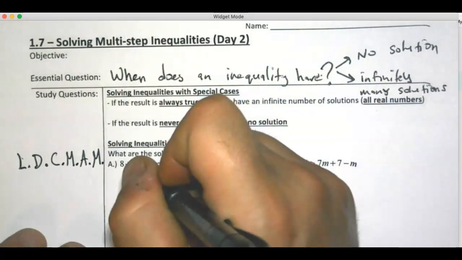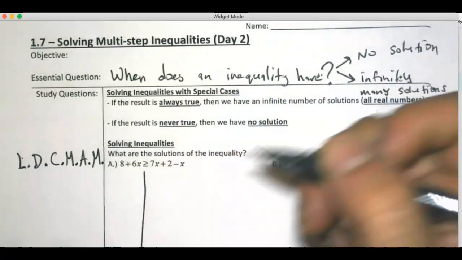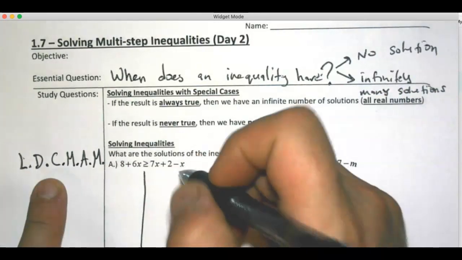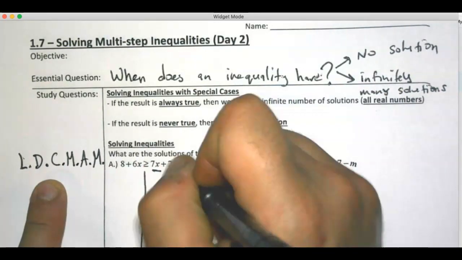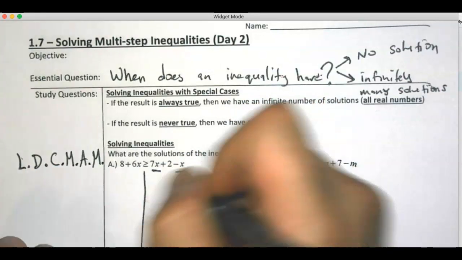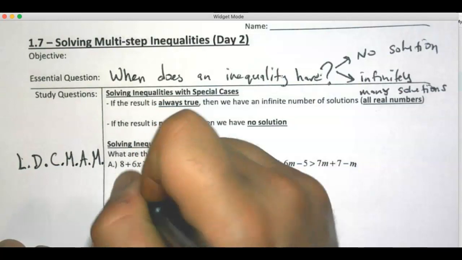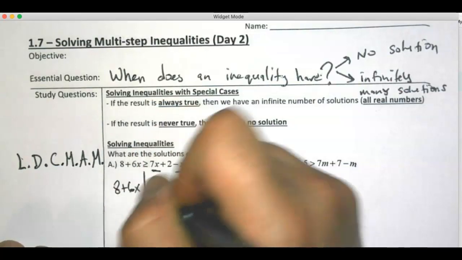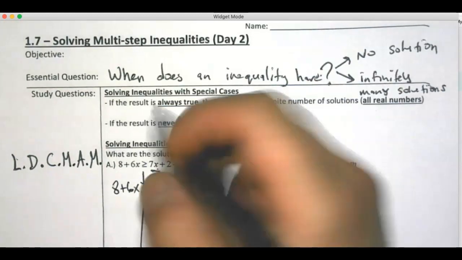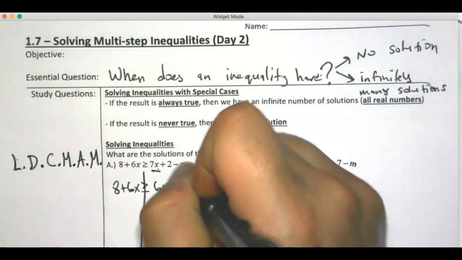symbol. So L, right, is for the line you draw down. D is for distribute, no distributing here, but C is for combine like terms. Remember, you look at the left side, no like terms. Look at the right side, there are some like terms. So I'm going to bring down the left side, 8 plus 6x. Here, 7x minus 1x is 6x plus 2.